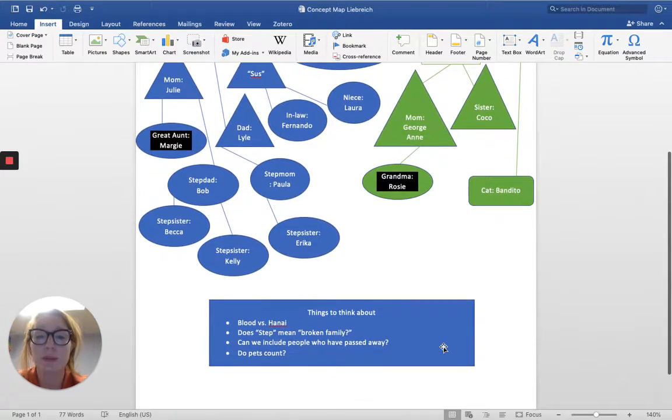So in terms of some of the things that we've been discussing in our class because of the reading, how do we define family? Is it just blood relatives, or is it also Hanai, or the idea of Hanai as well? I have a lot of step people in my life that are close to me. And so, we had that TED Talk about the myth of the broken family. For me, I don't view the fact that my parents divorced as our family being broken. I think of it as just having even more people to rely on in my family.